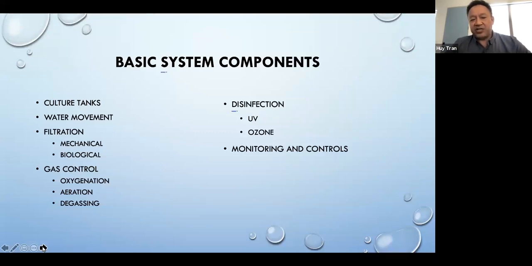Basic components we'll touch on are culture tank, water movement, pumping, filtration, both mechanical and biological, gas control, whether we're oxygenating, aerating, or degassing in the system, disinfection, UV, ozone, and then basic monitoring and controls.